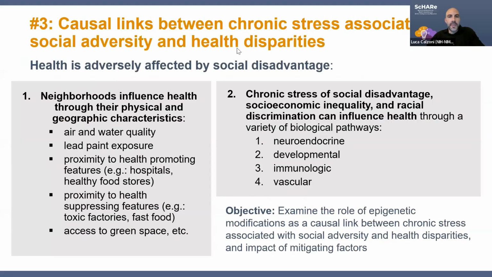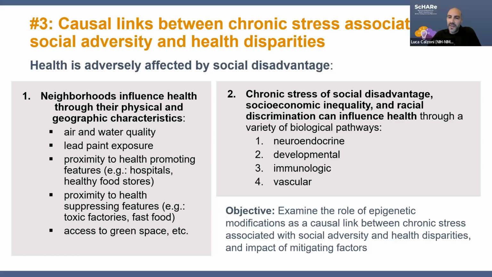And finally, a third example is with genomic data. It could be interesting to explore causal links between chronic stress that is associated with social adversity and health disparities. We know there are studies demonstrating how health is adversely affected by social disadvantage through many mechanisms. Of course, there is the impact of neighborhoods that influence health through their physical and geographic characteristics. So, water quality, or lead paint exposure, or proximity to health promoting or health suppressing features.